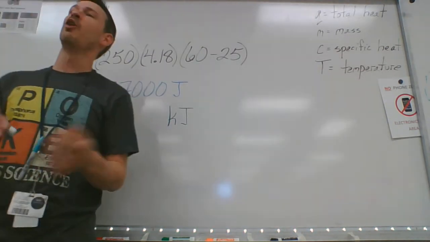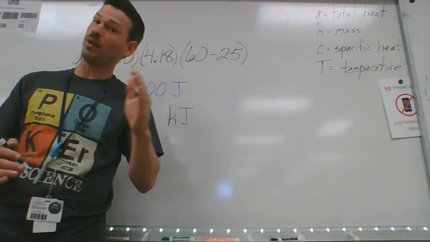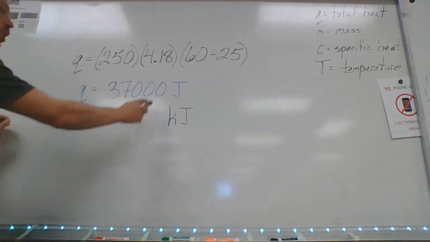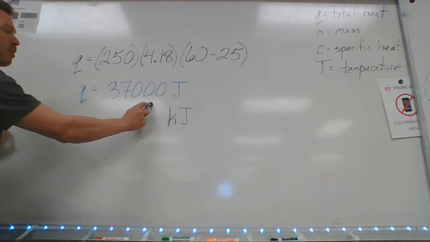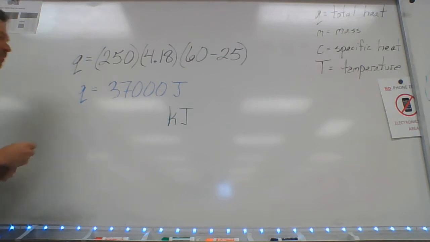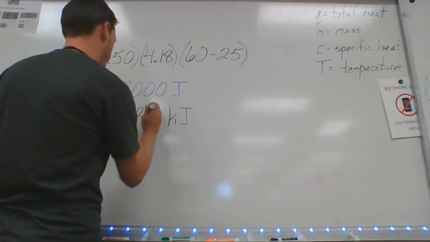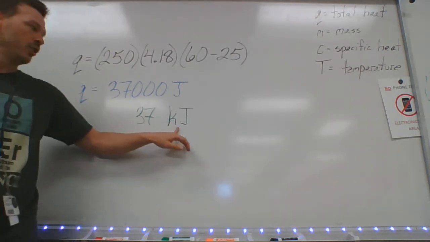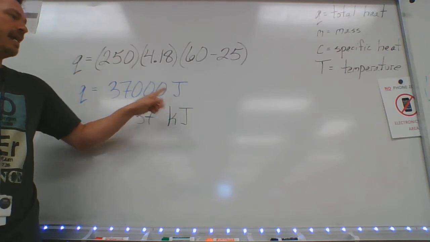Then I have to know that kilo means 1,000 times bigger, which has three zeros in it. And that's the number of decimal slides. So if we make the number smaller by three, it's 37 kilojoules.